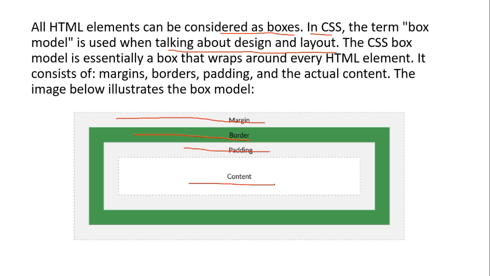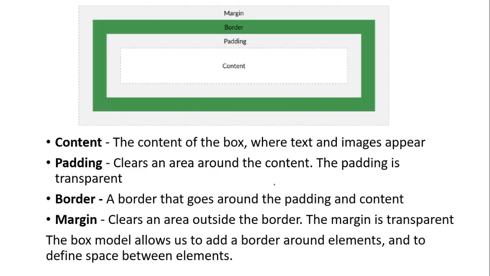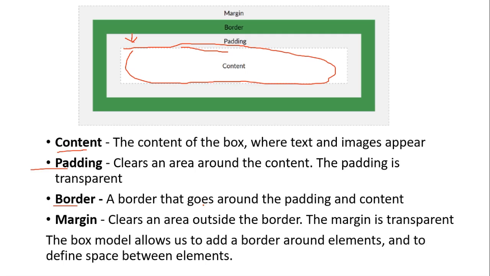Let's look at an example of how to use this box model. Here the content is the box where the text and images appear. Inside the contents you can display any elements or any data you wish to display to the user. After that, padding clears an area around the content. The padding is transparent. After the content we have the padding, right before the border. The padding moves around inside the border. After that, the border goes around the padding and the content.